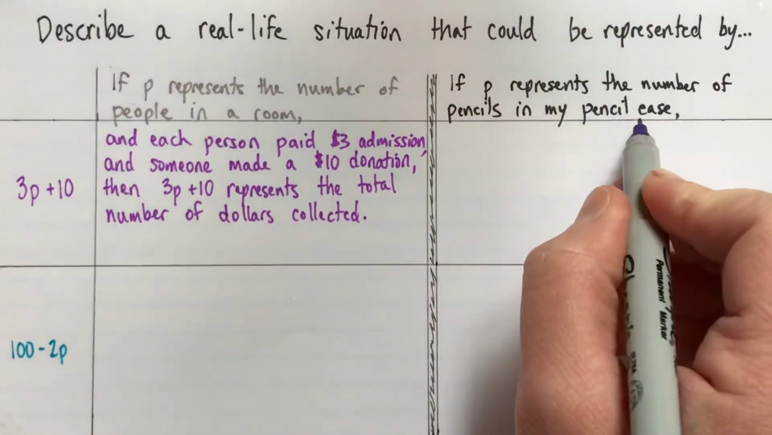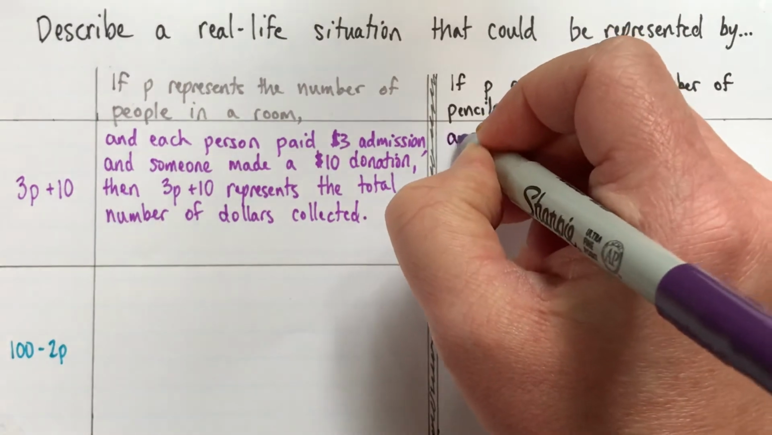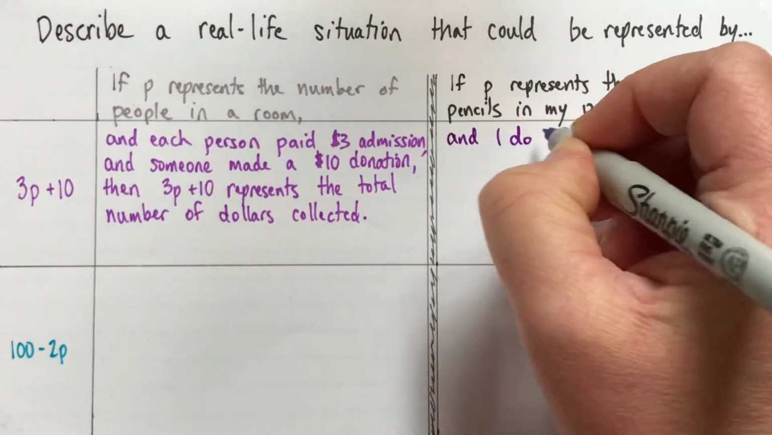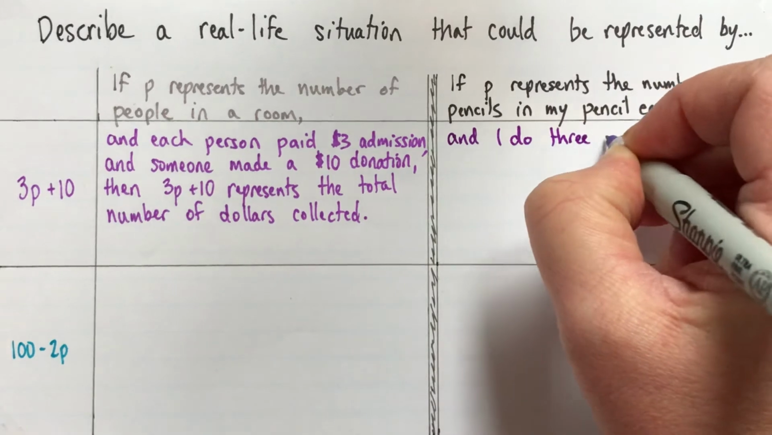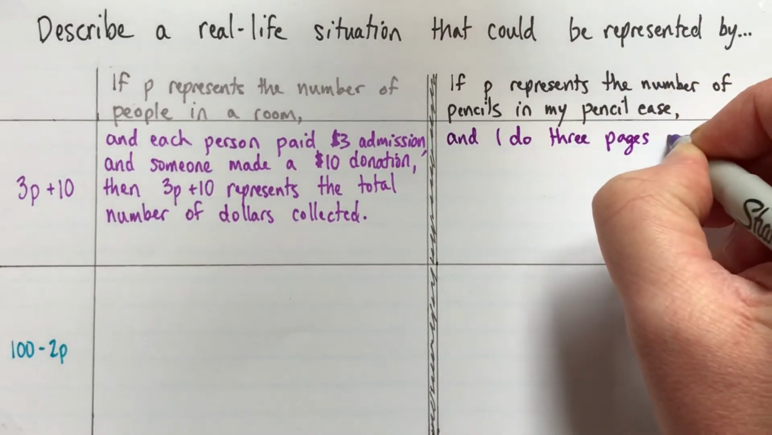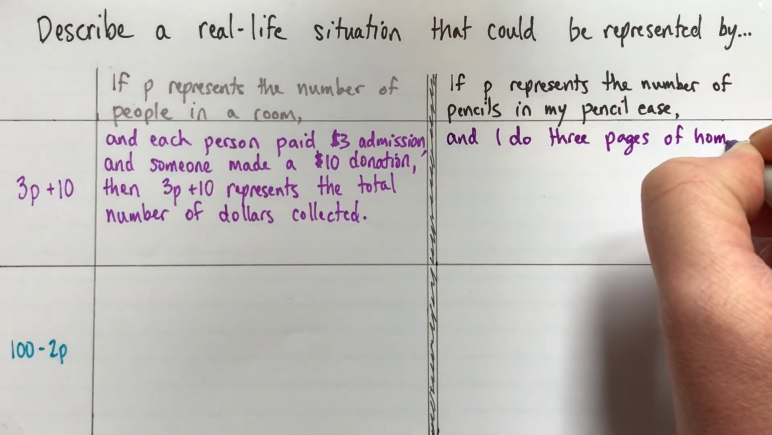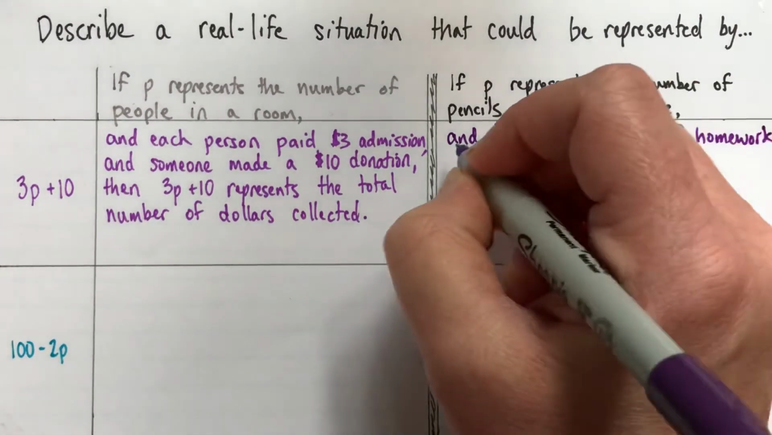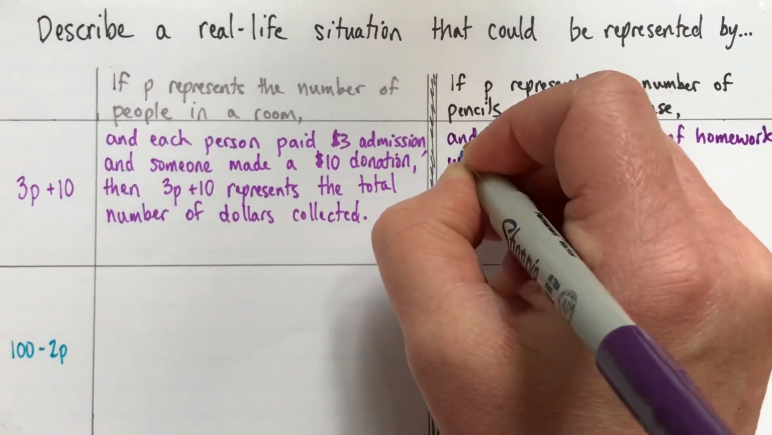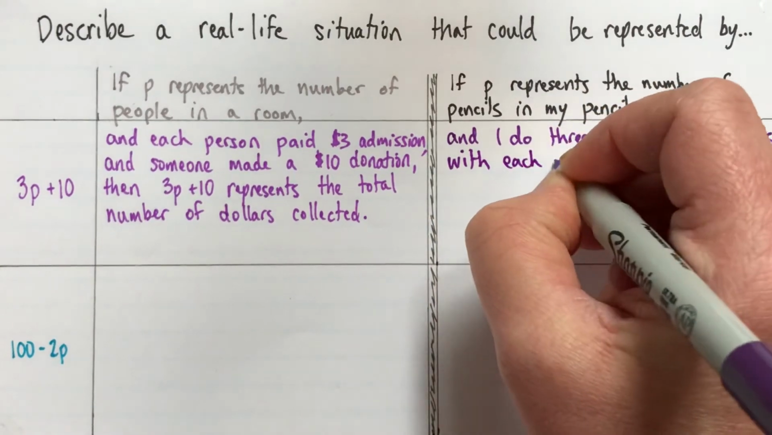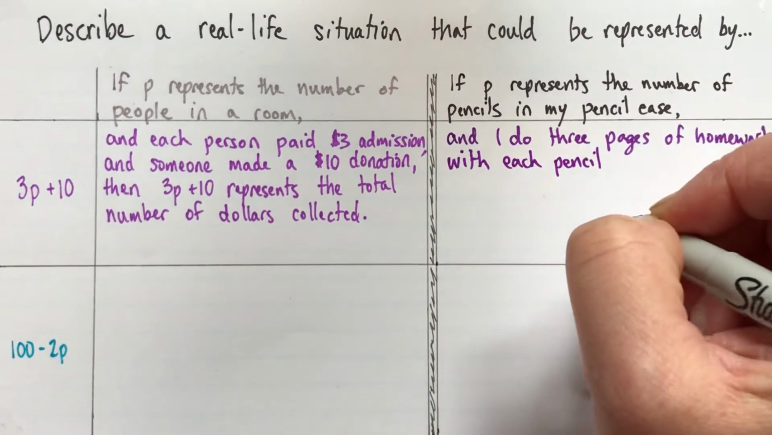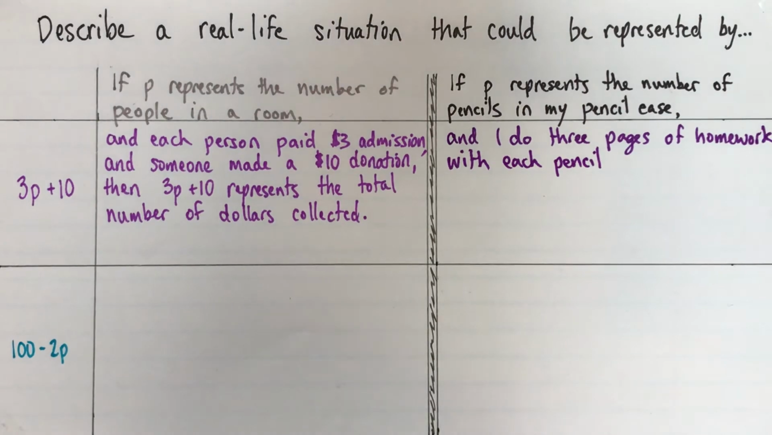So p represents the number of pencils in my pencil case, and I do 3 pages of homework with each pencil. Right? So it's silly. These real life situations can certainly be silly. I don't think anybody would do this, but it's clear and it makes sense.